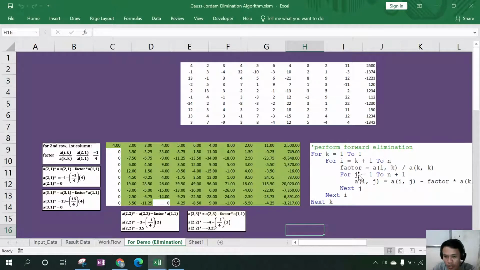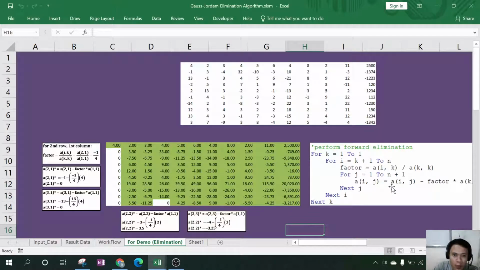When we use this command, for k from 1 to n minus 1, and for i equals k plus 1 to n. When k is 1, then i is on the second row. So this is our second row. For solving the factor, that is the second row over the first row on the first column. That is negative 1 over 4. It is presented here on second row, first column. So this is our factor.